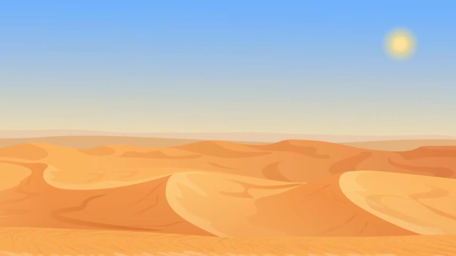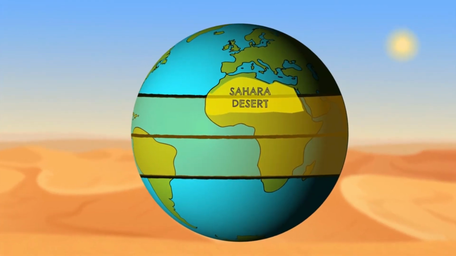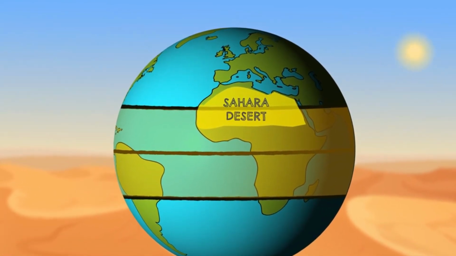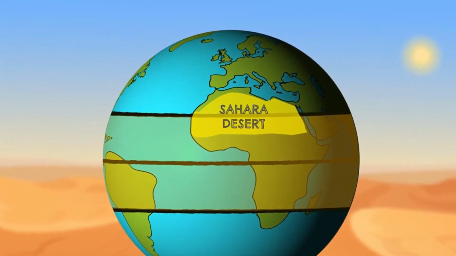Now keep in mind that climate depends on many other things, and there are dry areas like the Sahara Desert even within the rainy tropics. But latitude can still help predict the climate of each zone.